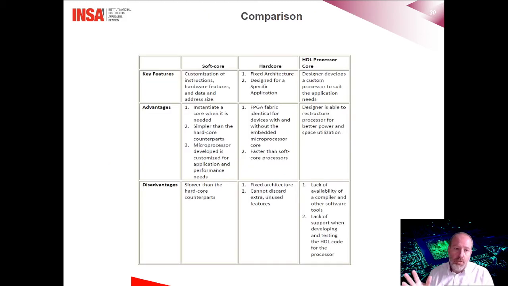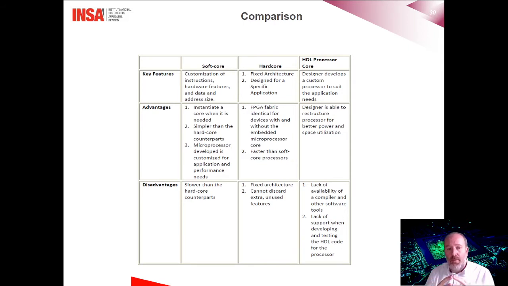This table here shows the different features, advantages and drawbacks of the different processor types within an FPGA. For example, if you take a look at the hardcore, we can see that the key features are a fixed architecture and that it is designed for a specific application. One of the main advantages is that this type of processor does not rely on the FPGA fabric, so designers have the possibility to use the reconfigurable areas for something else.